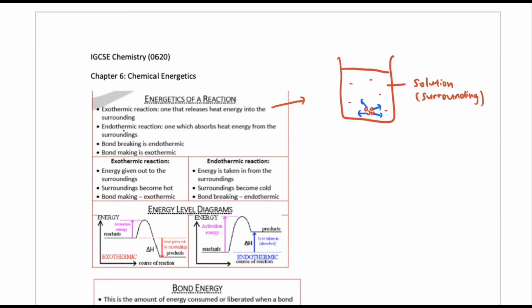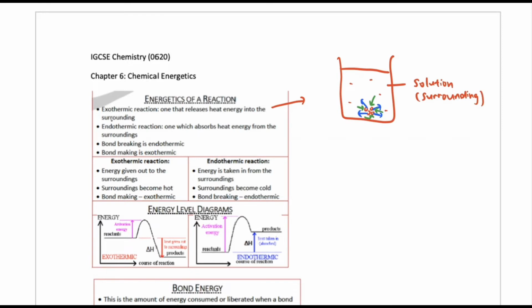So second point, endothermic reactions, one which absorbs heat energy from the surroundings. So it is the other way around. So let's say I use green color. The solution will supply heat to the chemicals. So that means the chemicals absorb heat from the surroundings. So we should expect in endothermic reactions, the solution becomes cold.